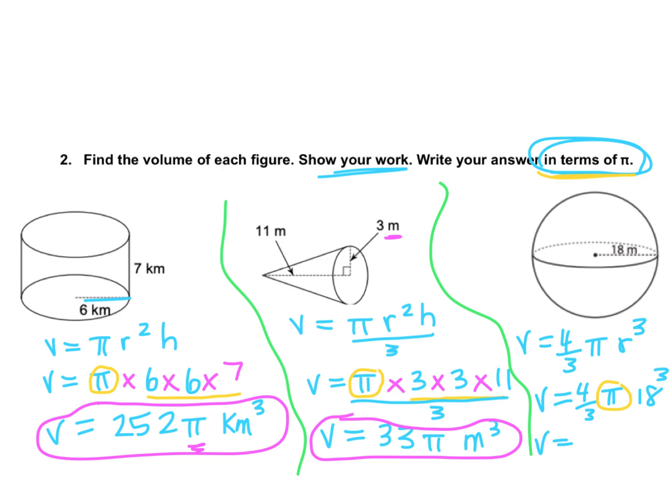So now type all that in your calculator. 4 divided by 3, or use your ABC button, times 18 times 18 times 18. And that gives us 7,776 pi. And I'm going to squeeze this in here, meters to the third power. Okay, and that is all of them in terms of pi. And that is also showing work.